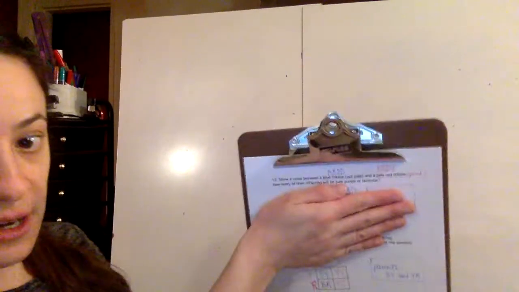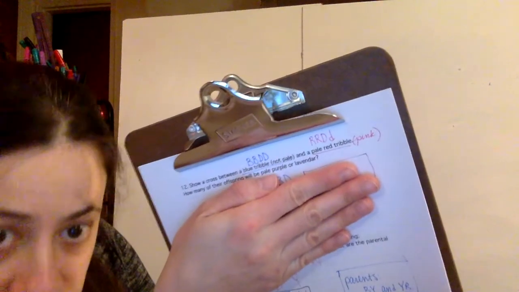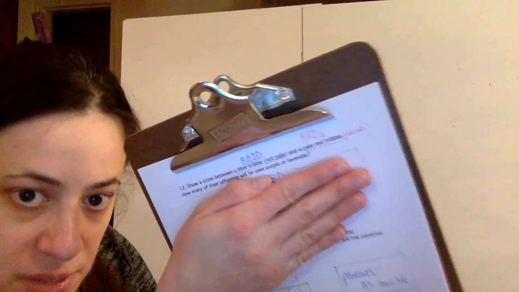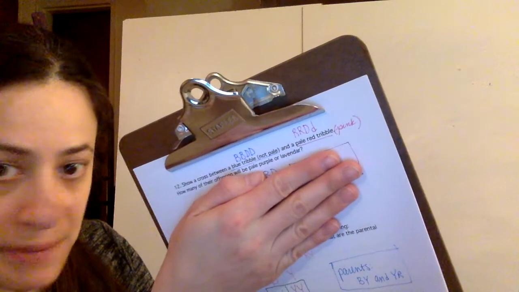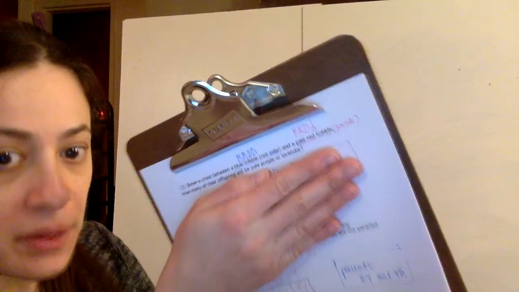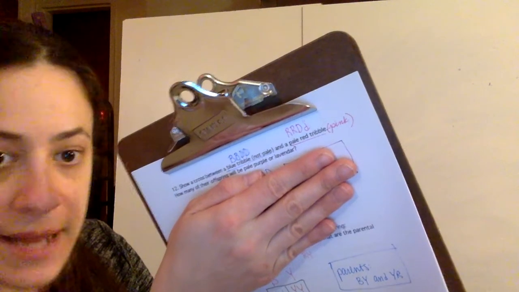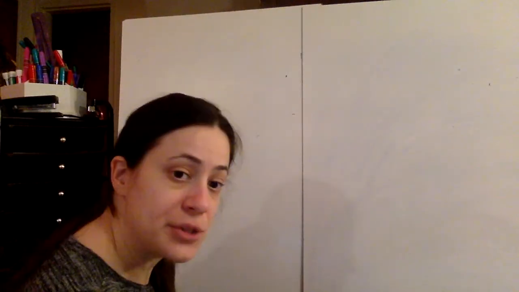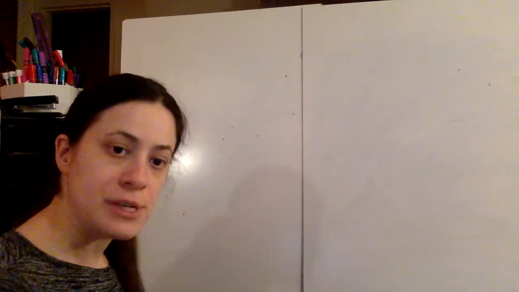This is the last of the videos, and we'll be doing questions 12, 13, and 14 here. So for question number 12, as you see here, show a cross between a blue tribble that's not pale and a pale red tribble. How many of their offspring will be pale purple or lavender? So if we were able to do question 11, we should be able to do question 12. It's an application of the same concepts.